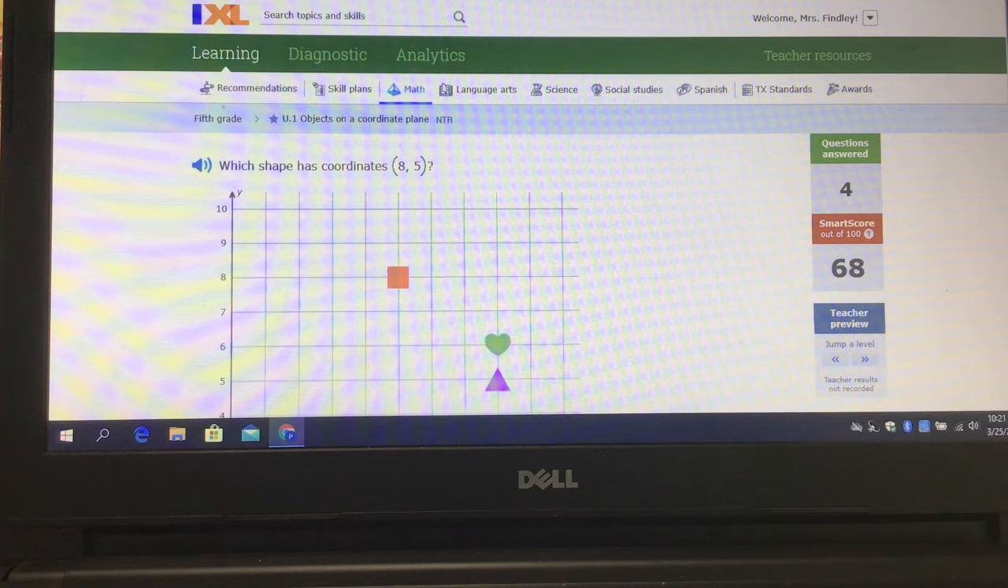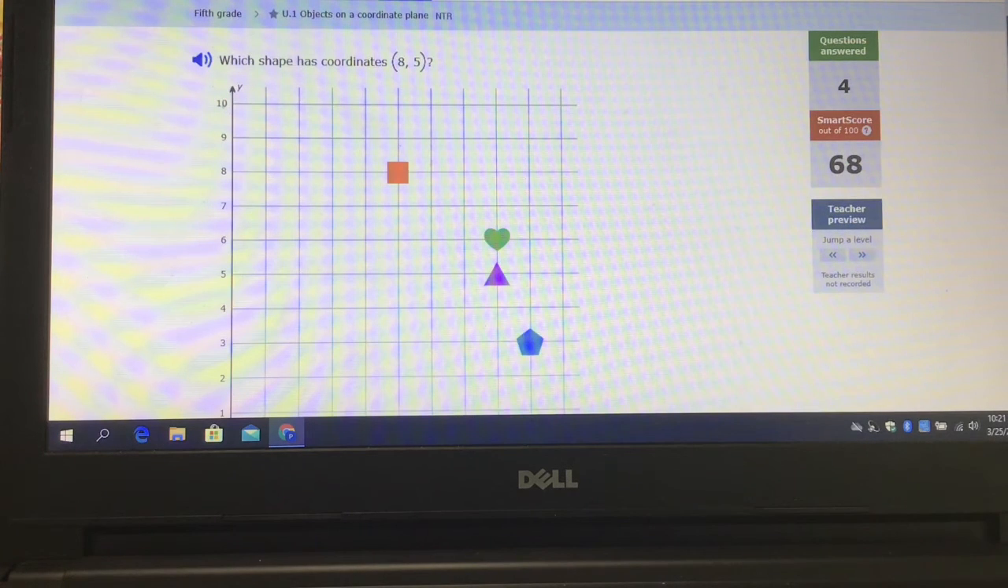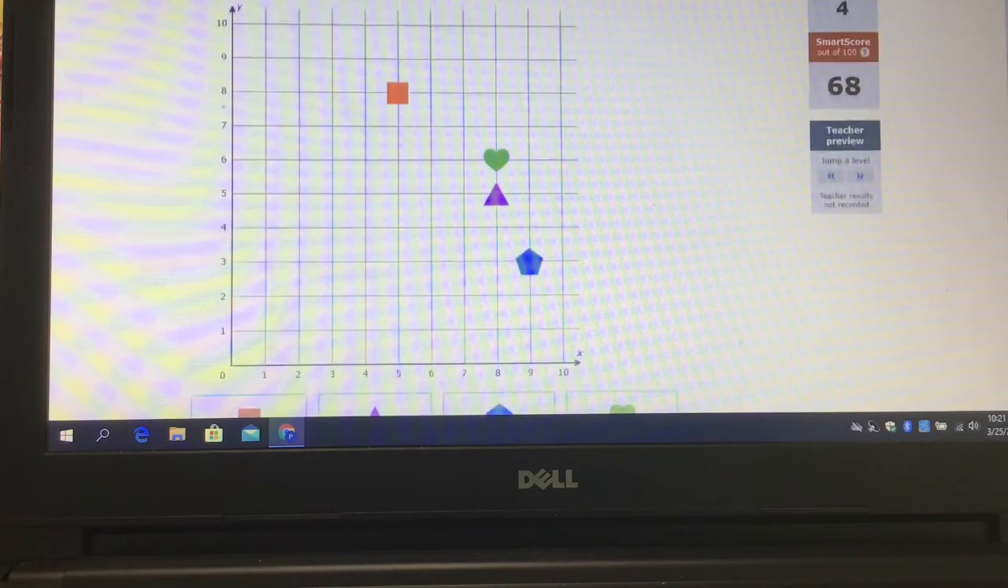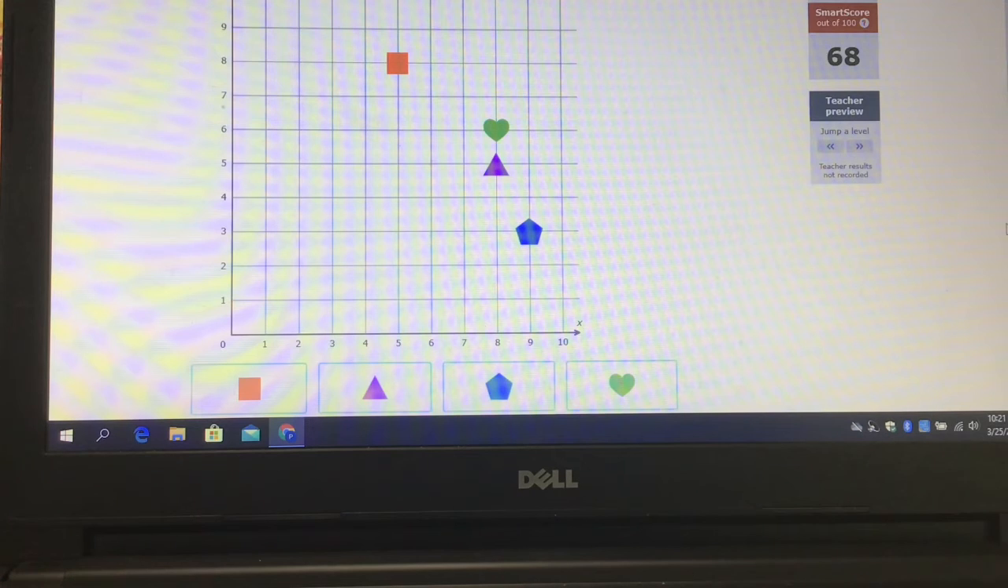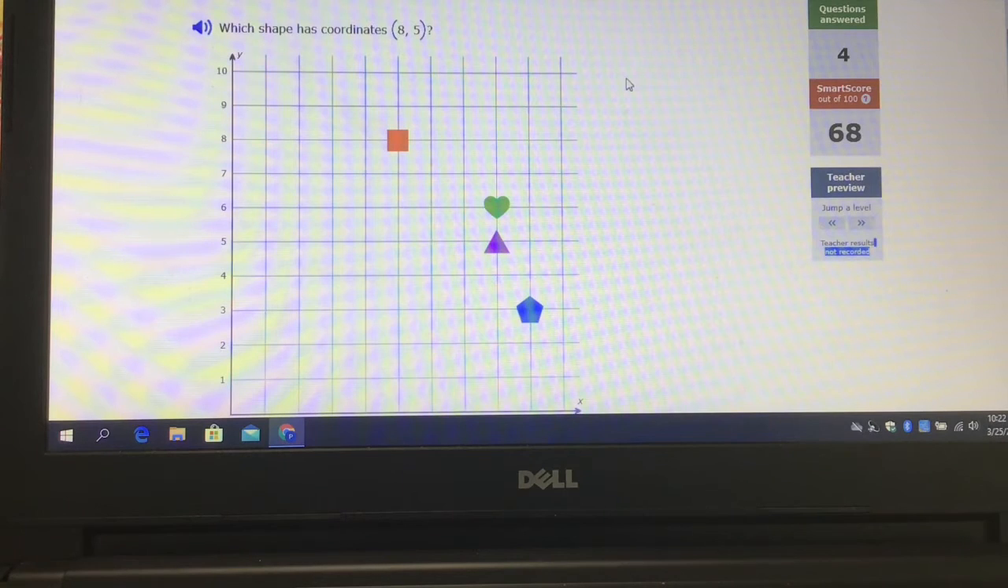All right, now they're going to show you several shapes on the coordinate grid, and they want you to find the one that is sitting at the coordinates 8, 5. So we have to see the entire screen. We're going to choose the one that is sitting at 8, 5. Remember, the first number in a coordinate pair is your x, and so our x is 8, and then our y is 5. So we have to find the one that is sitting at 8, 5.